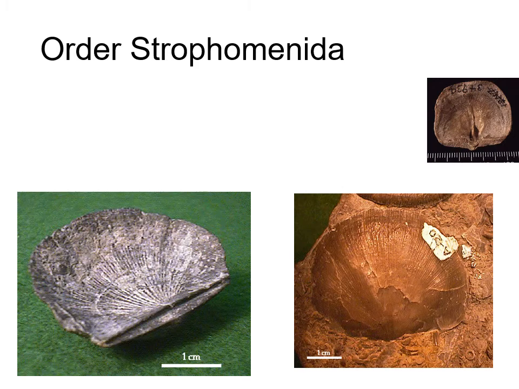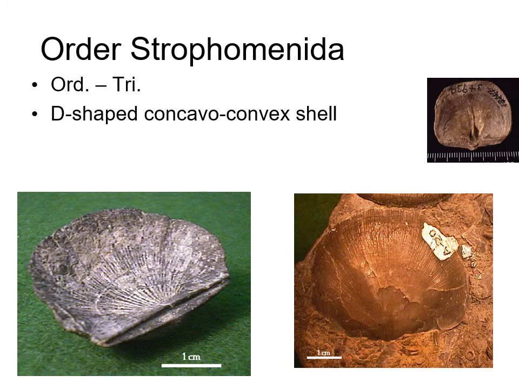Order Strophomenida is a very well-known order of brachiopods. These are around from the Ordovician through the Triassic. They also have a biconvex, in this case concavo-convex shell, where the two shells cup into each other, and the overall shell is very D-shaped. And part of that is because it has this incredibly long strophic hinge. So these are relatively flat brachiopods because both valves cup inward on each other.